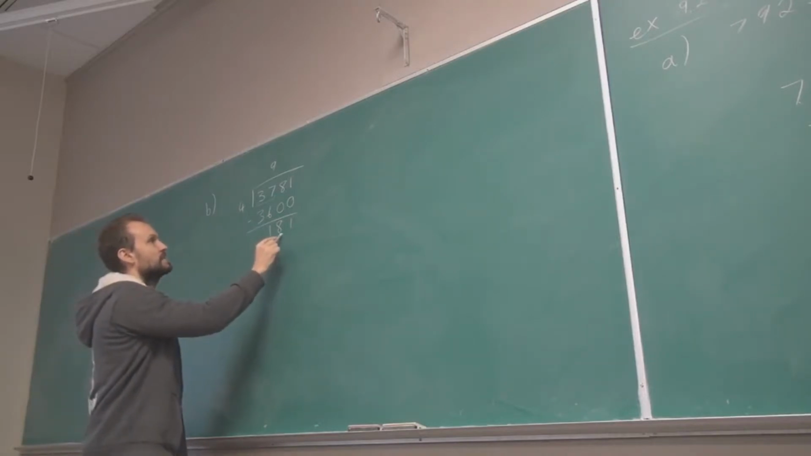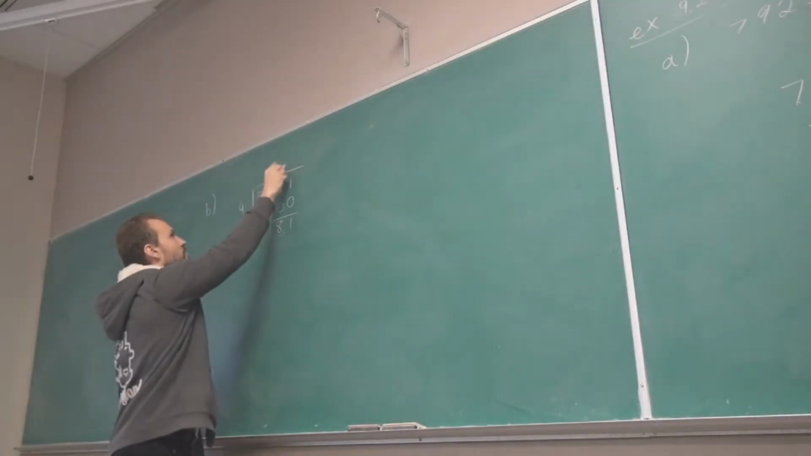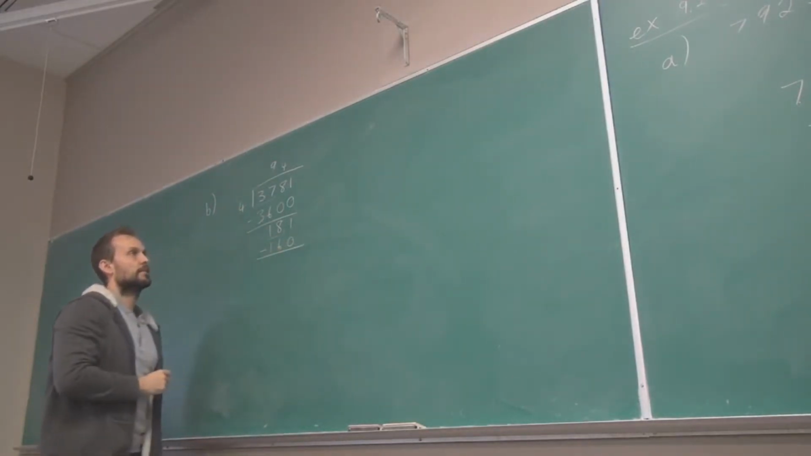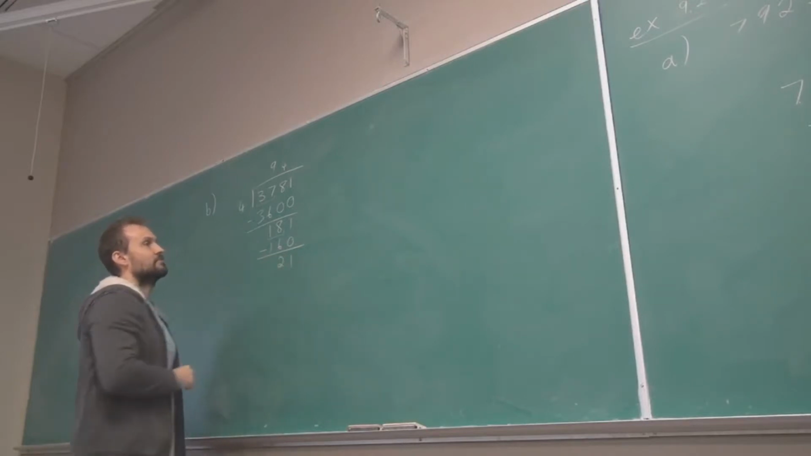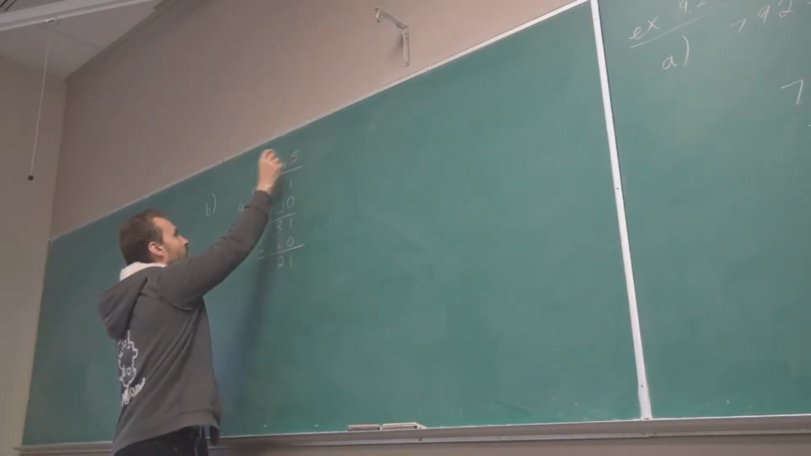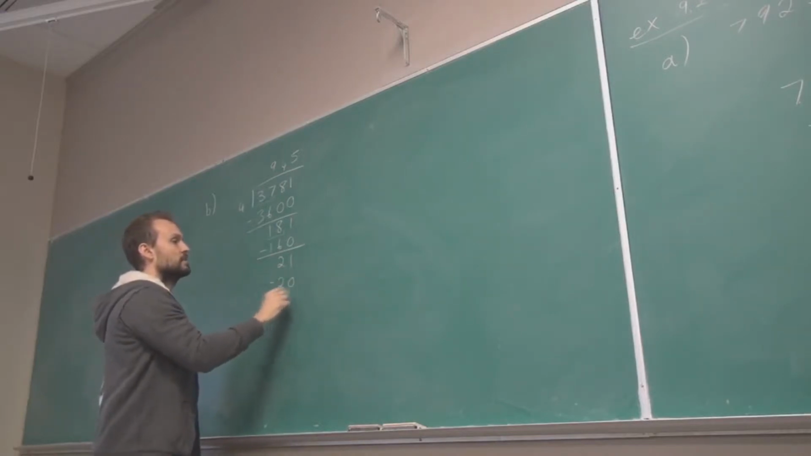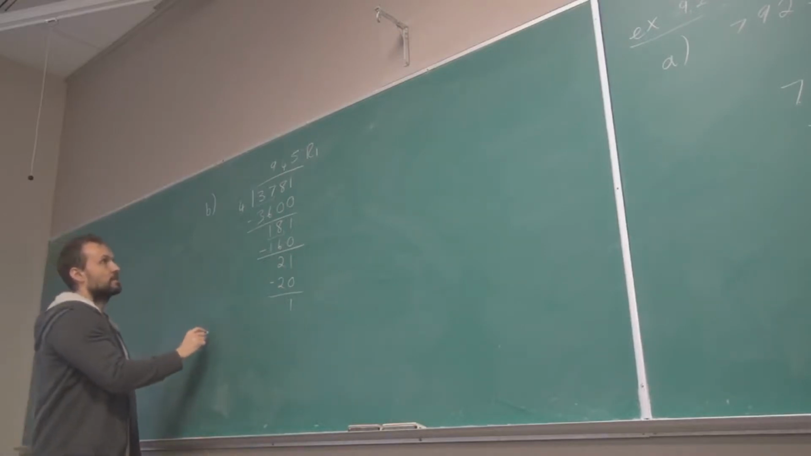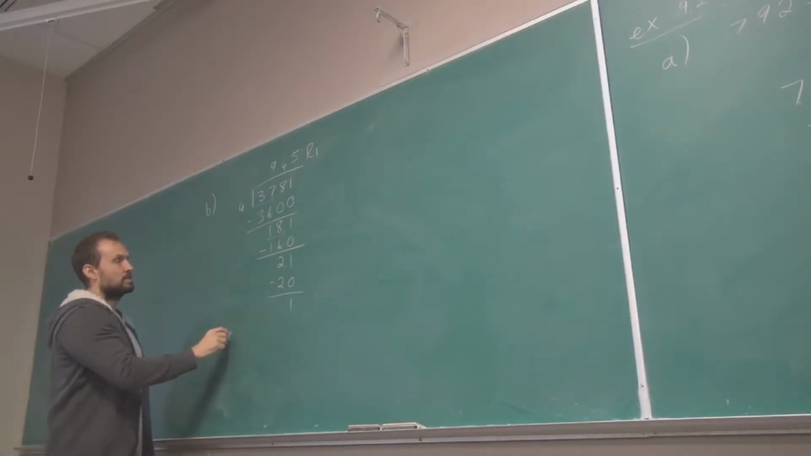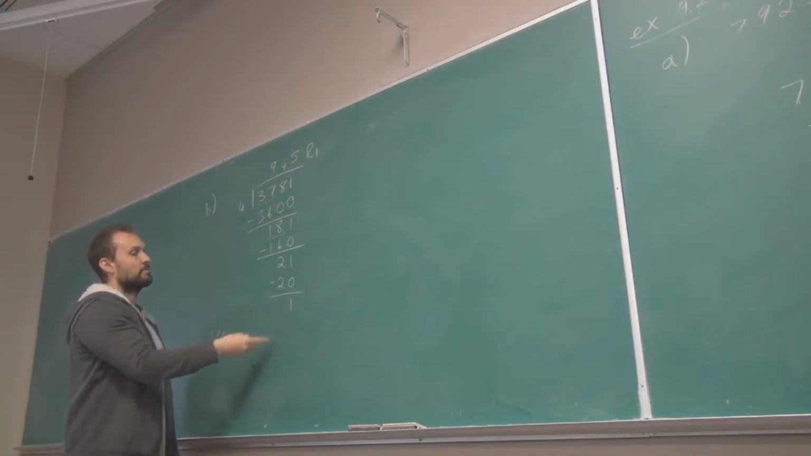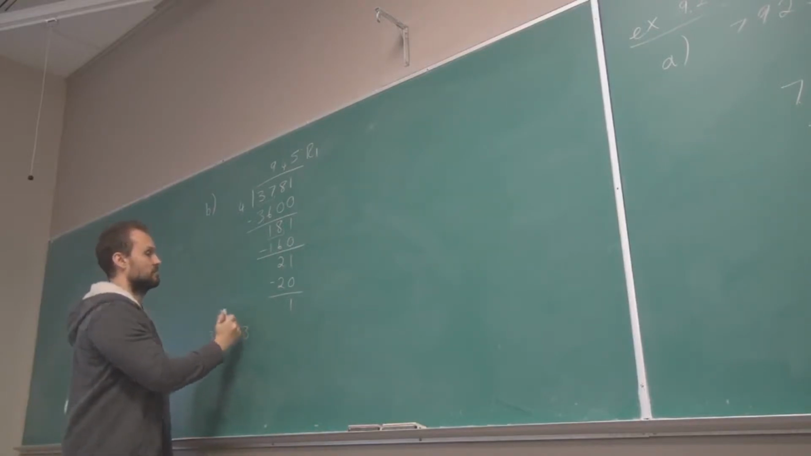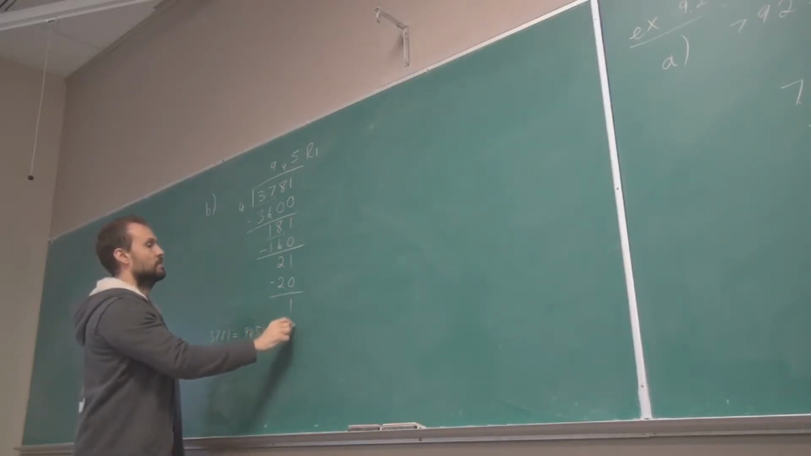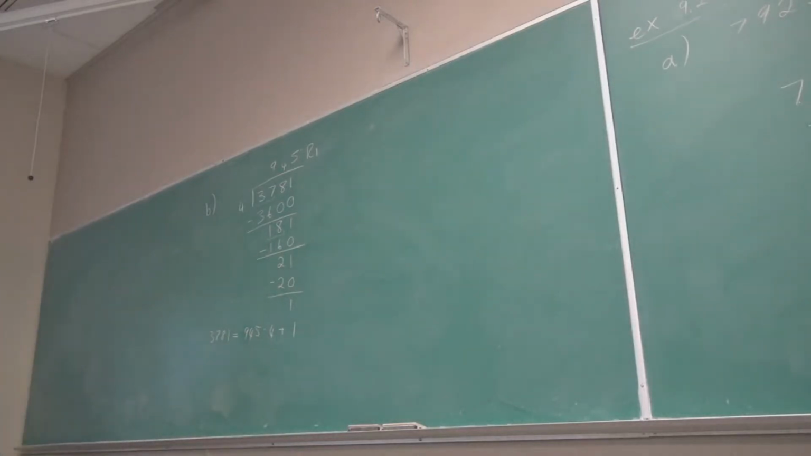4 now goes into 18. 4 times 4 is 16. Take that away. I have 21 left. 4 goes into 21. 5 times 4 is 20. And again I have a 1 left. So I'll write it over here. 3781 can be broken up using a 4 as 945 times 4 plus 1 left over.